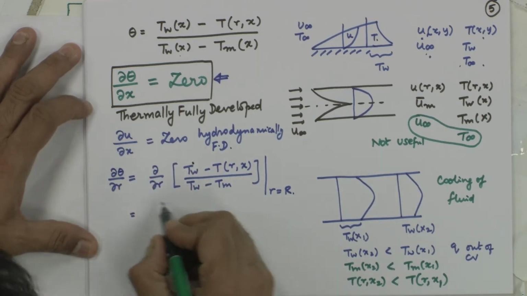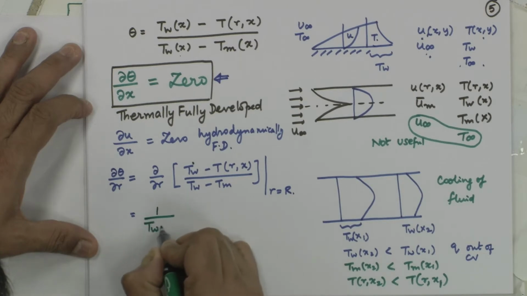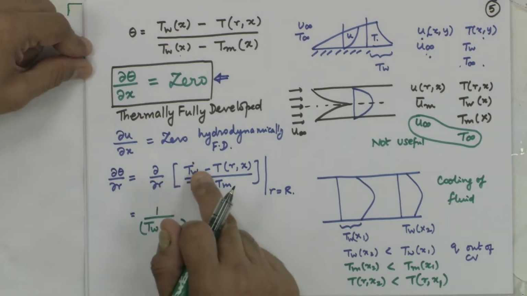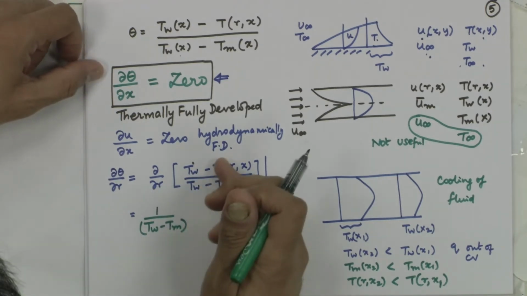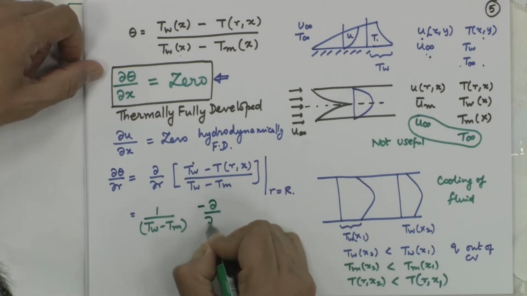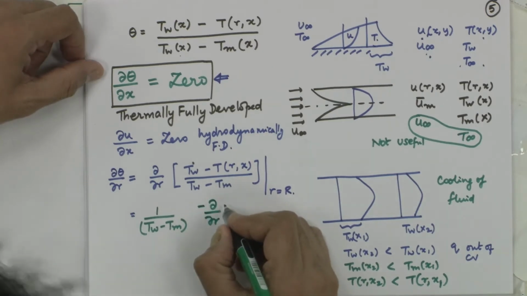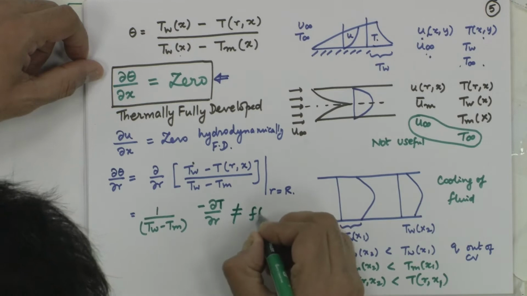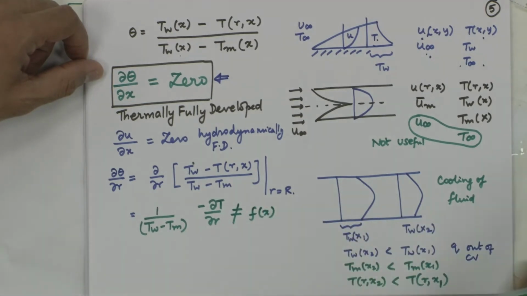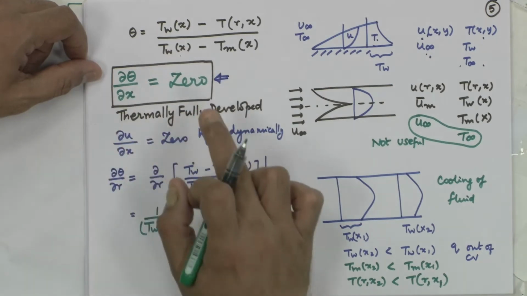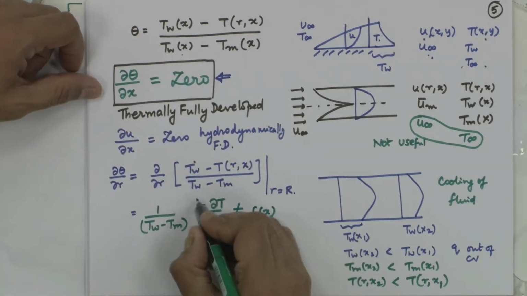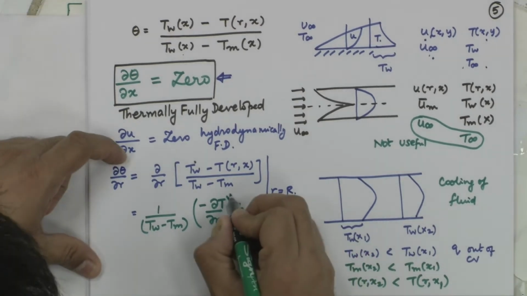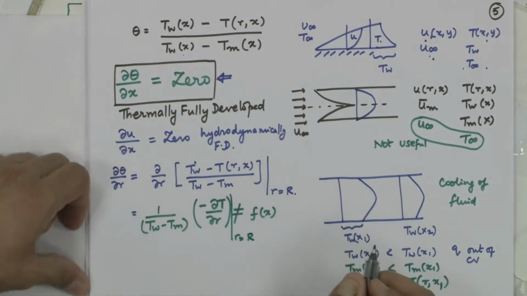So, what I am going to get is 1 over T wall minus T bulk mean, which is only a function of x. Derivative of T wall with respect to r is 0. Derivative of this quantity is nothing but minus d by dr of T local, which is not a function of x. Why? Because this quantity by itself was not a function of x, so its derivative with respect to r is also not a function of x.